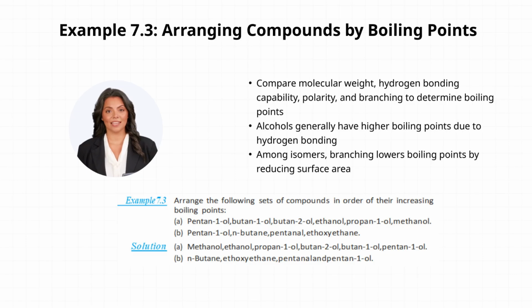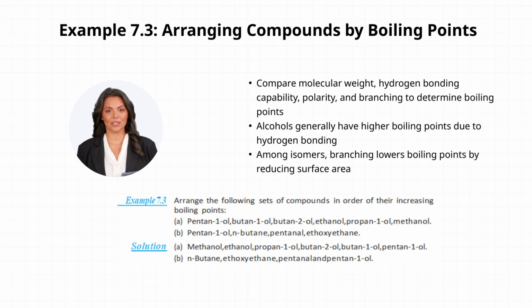Let's put our understanding to the test with a real example from your textbook. Example 7.3. The question asks us to arrange sets of compounds in order of increasing boiling points. Starting with part A, all compounds are alcohols, which means they have OH groups that can form hydrogen bonds, significantly raising boiling points compared to nonpolar molecules.